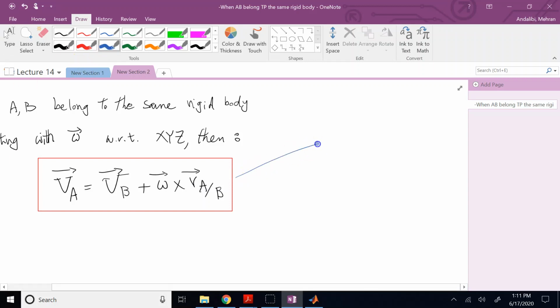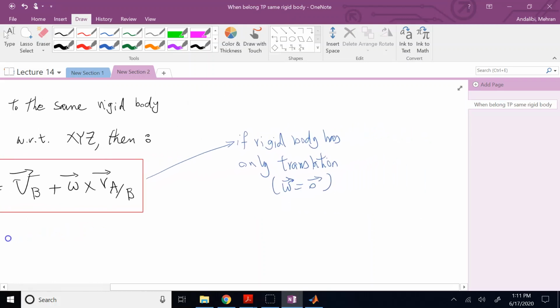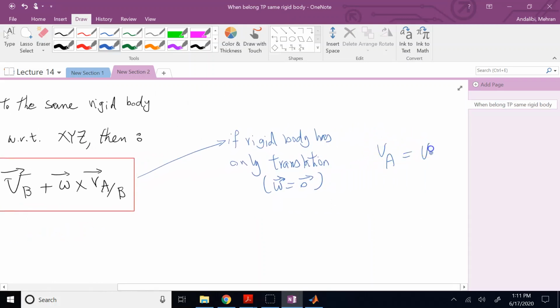One, if the rigid body is translating only, so if the rigid body has only translation, which means omega equals 0, right? When you have translation, you are not rotating. Omega is 0. What does it mean? It means V of A equals what? V of B. Is that correct? Yes. We learned that's the definition of translation, that the velocity of any two arbitrary points is the same.